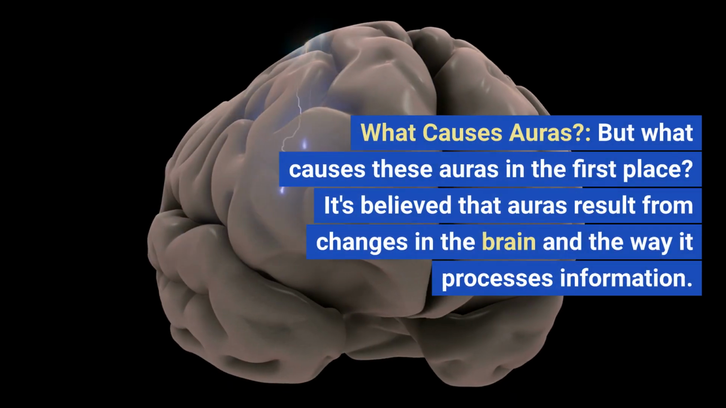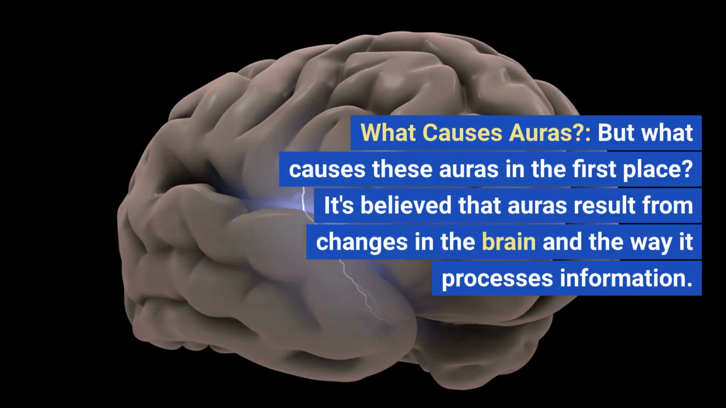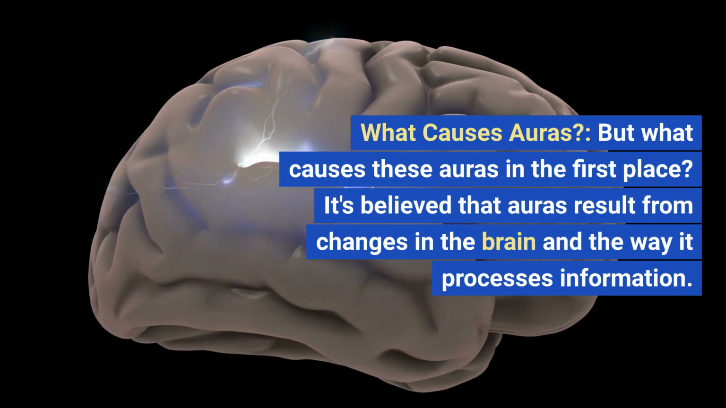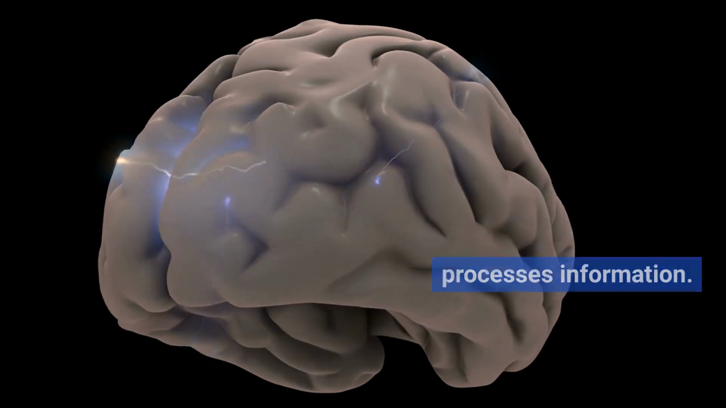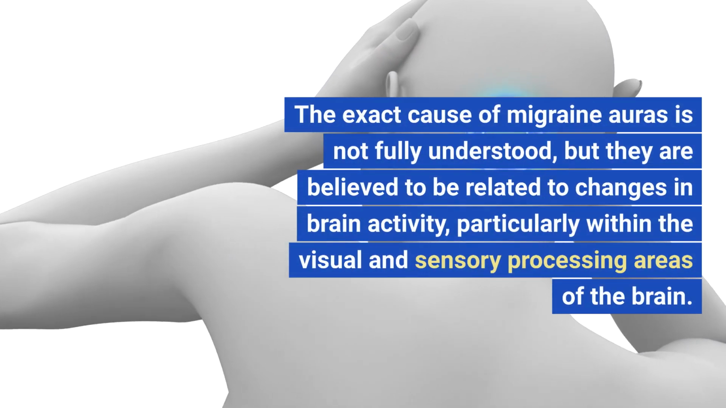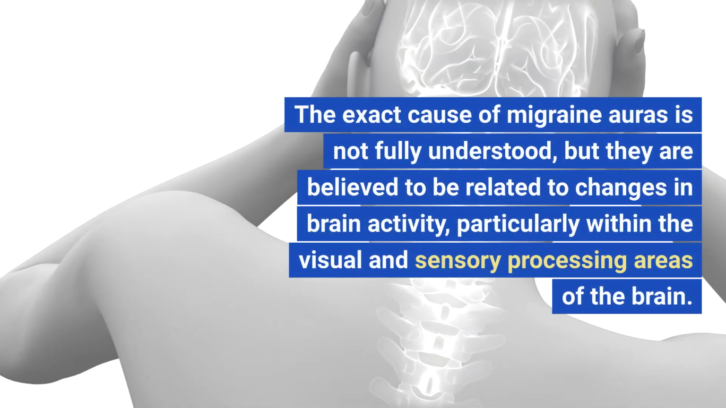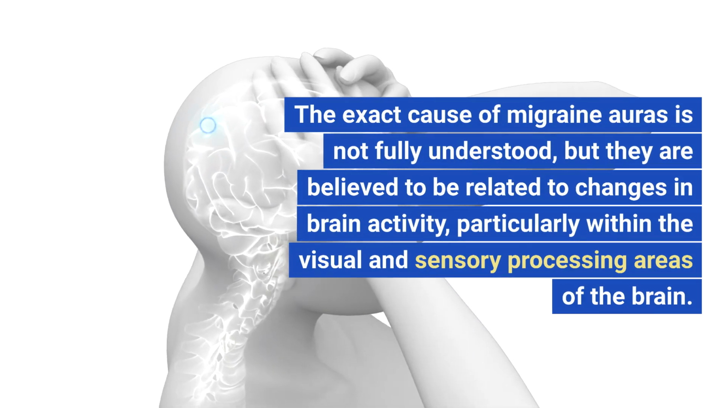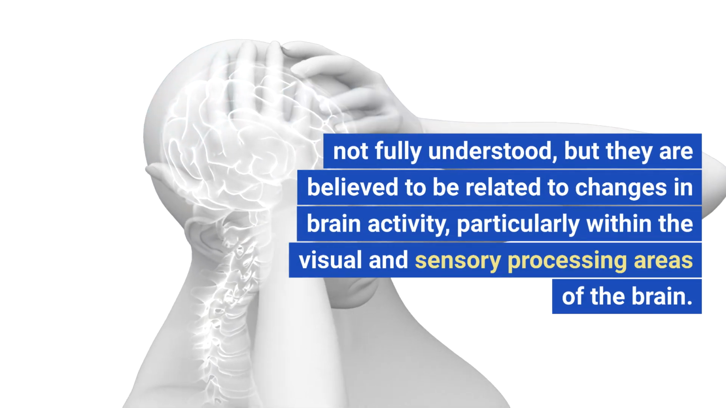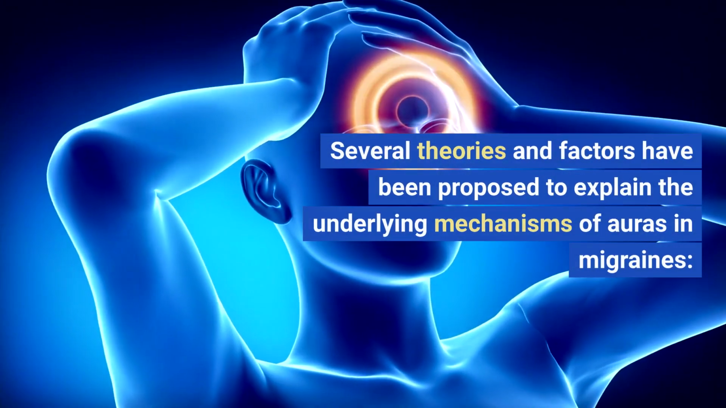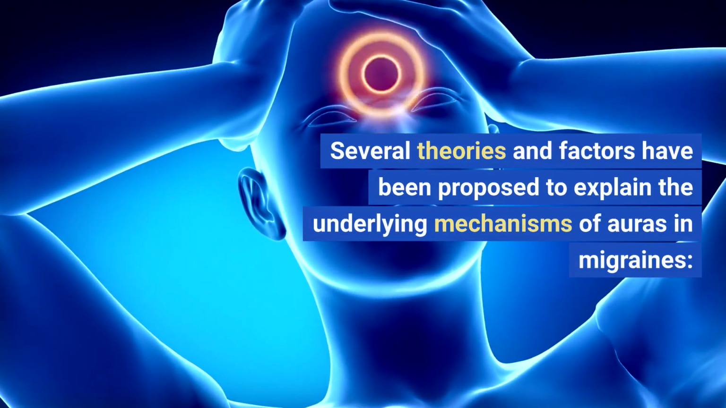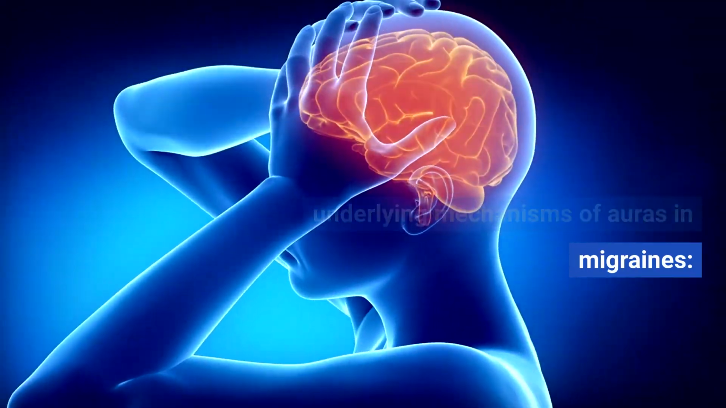What causes auras? But what causes these auras in the first place? It's believed that auras result from changes in the brain and the way it processes information. The exact cause of migraine auras is not fully understood, but they are believed to be related to changes in brain activity, particularly within the visual and sensory processing areas of the brain. Several theories and factors have been proposed to explain the underlying mechanisms of auras in migraines.